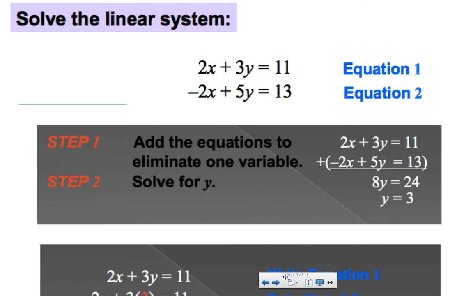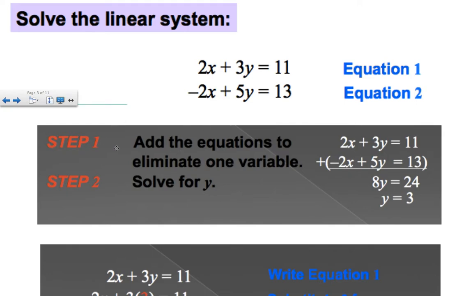All right, so the first example we're going to look at is right here, and this one we have 2x plus 3y equals 11 and negative 2x plus 5y equals 13. You can see right here that they all line up. We have 2x, 3y, 5y, and then our constants. Because there's a 2x here and a negative 2x there, because they have opposite signs, we are going to want to add these in order to eliminate them.